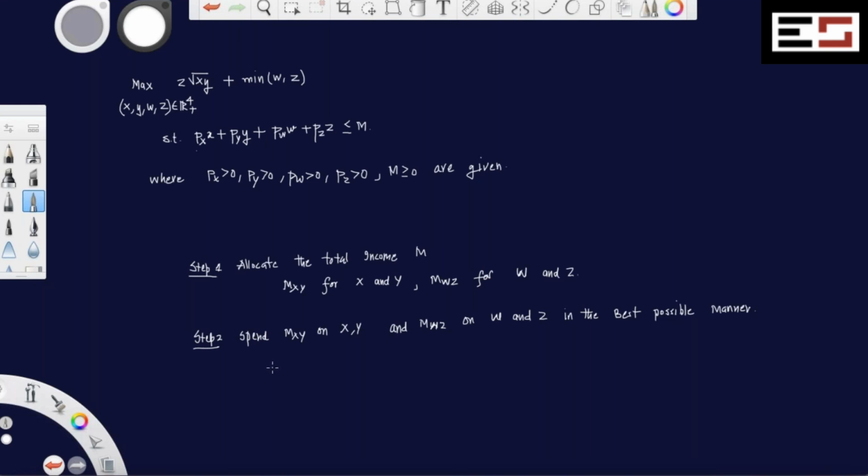Stage two is basically when you have already allocated MXY to XY and you have already allocated MWZ to W and Z, okay. Then as a rational consumer whose objective is to maximize this sum, what will you do? How will you actually spend MXY on XY? Notice that this is the component of the utility function which is affected by XY. So you are in stage two first. So basically you're going to solve it by backward induction.